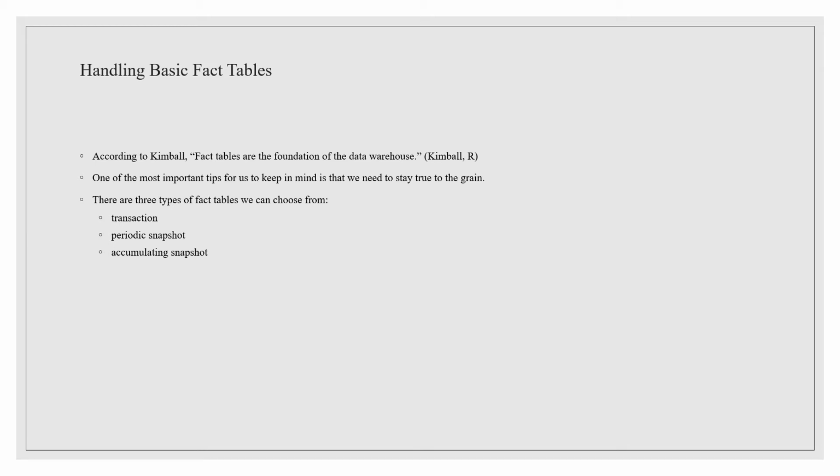and precise. One of the most important tips for us to keep in mind is that we need to stay true to the grain. What this means is that we need to use dimensions that cannot be divided, sliced, or diced, because those may not be able to answer questions that may be asked in the future. There are three types of fact tables we can choose from: transaction, periodic snapshot, accumulating snapshot.